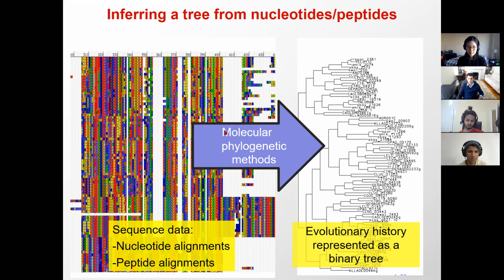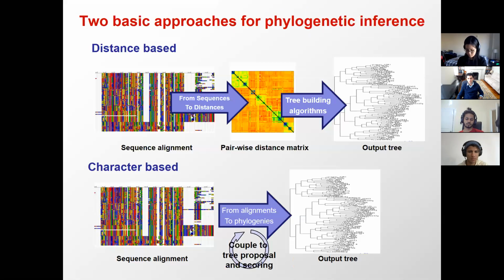So how do we build these molecular phylogenetics methods for inferring the evolutionary history from a set of sequence data? And the way that we're going to be doing that is in 2 steps. So basically, either we're going to go from the sequence alignment to a pairwise distance matrix and then build a tree from that matrix, or we're going to be looking at these character-based methods that are going from alignment directly to phylogenies. But these methods are mostly a scoring set of methodologies.